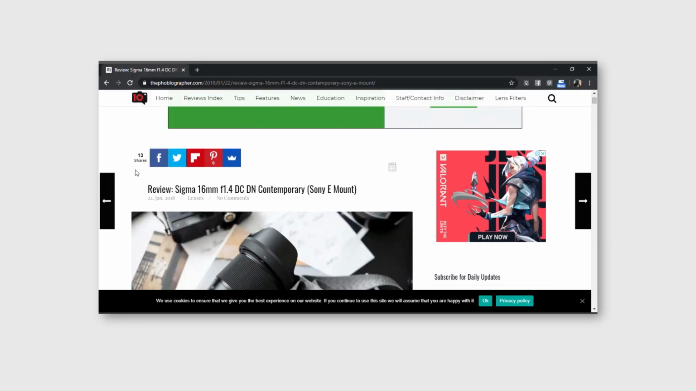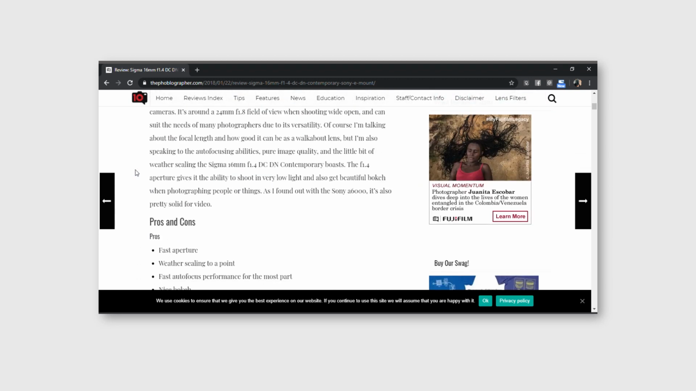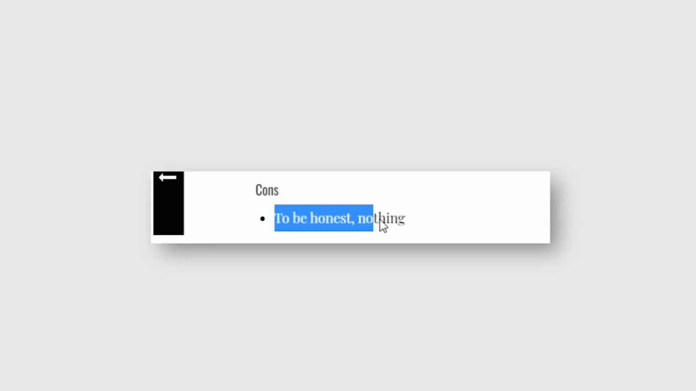And if you research more about this lens online, I don't think you'll even find a single bad review. And to me, that just makes it such a great purchase.